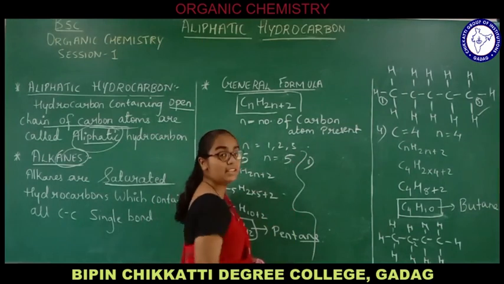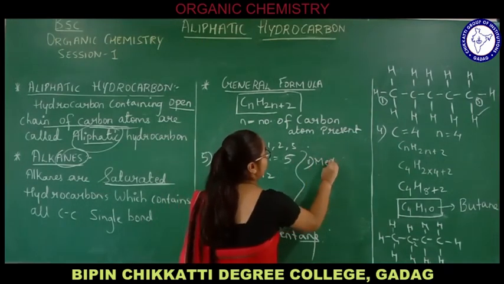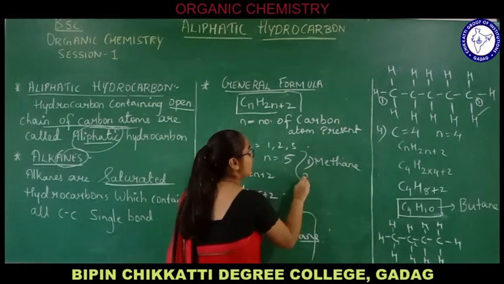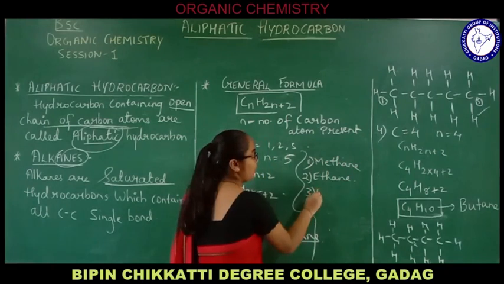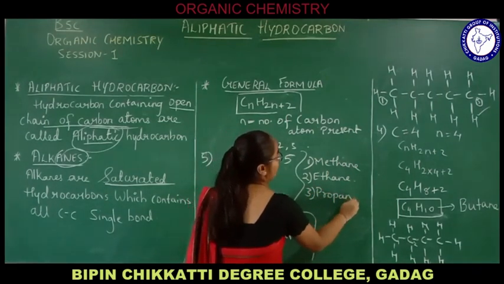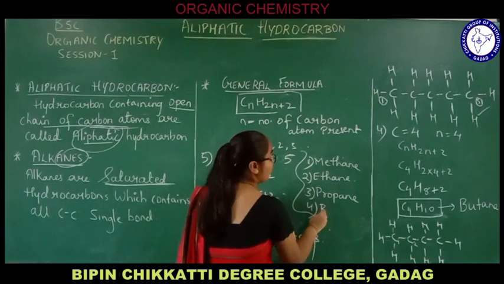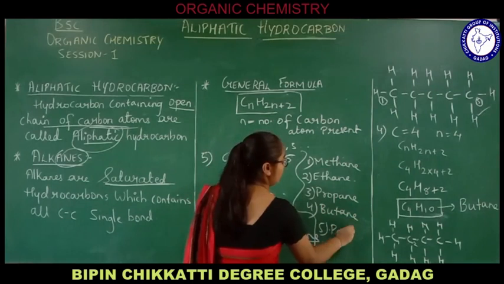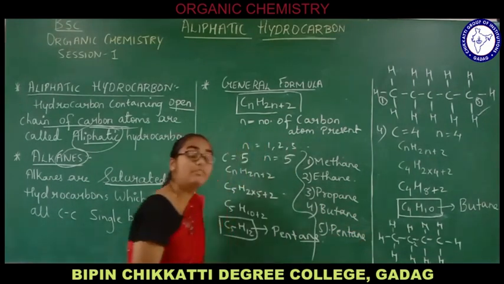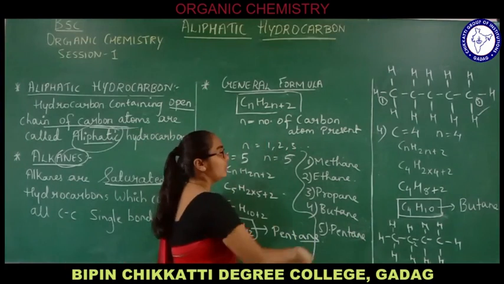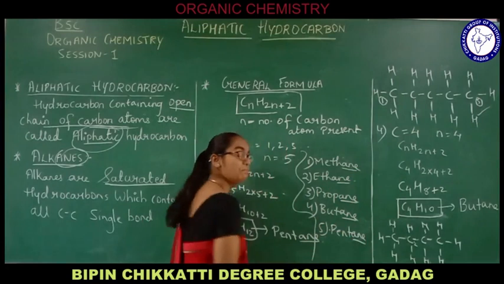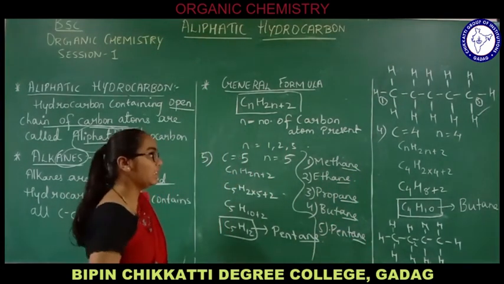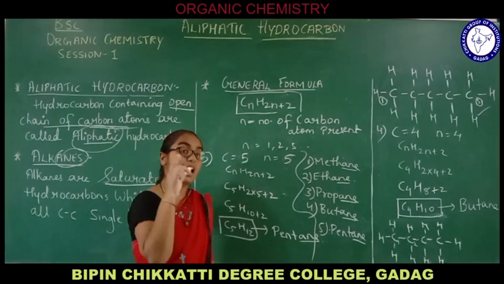First member of the alkane is methane. Second member of the alkane is ethane. Third member of the alkane is propane. Fourth member of the alkane is butane. Fifth member of the alkane is pentane. So these are the 5 members of the alkane family, right, wherein you can see in all of them the suffix will be ane, and they have been named according to the number of carbon atoms present in them.